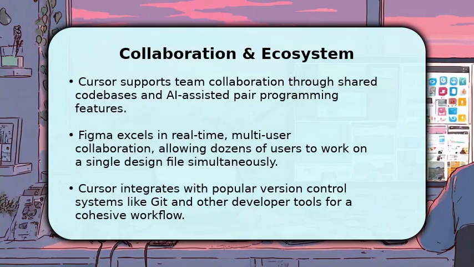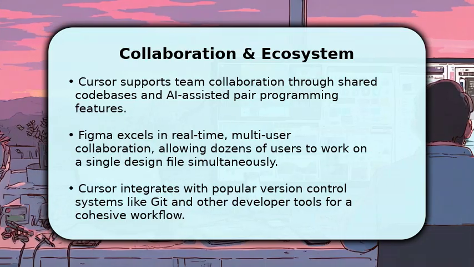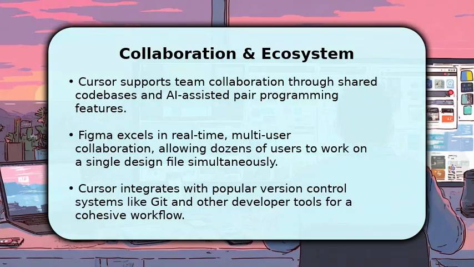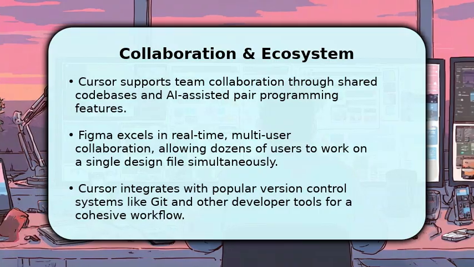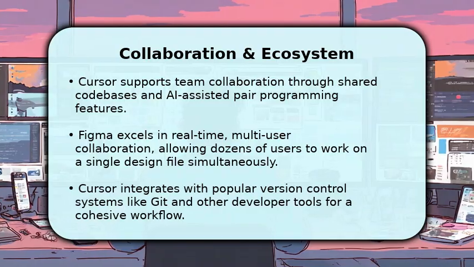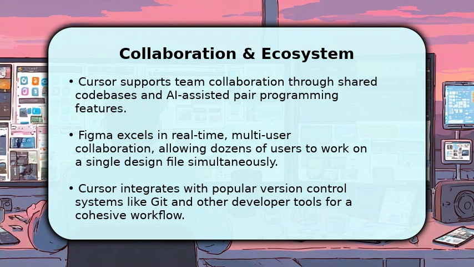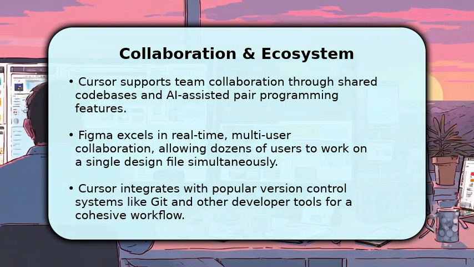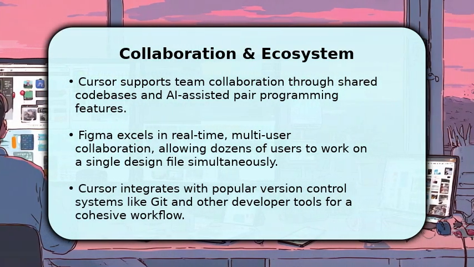For collaboration, Cursor facilitates team efforts by enabling shared coding environments and AI-powered assistance for pair programming, enhancing collective development. Figma, however, is renowned for its exceptional real-time collaboration, allowing multiple designers to work concurrently on the same file, seeing changes instantly. Cursor integrates seamlessly with developer tools, while Figma offers a rich ecosystem of hundreds of plugins and integrations, expanding its utility for diverse design needs. Both foster teamwork, but through different, specialized approaches.